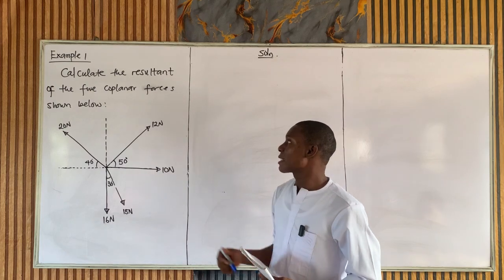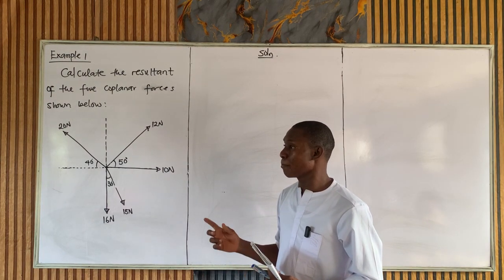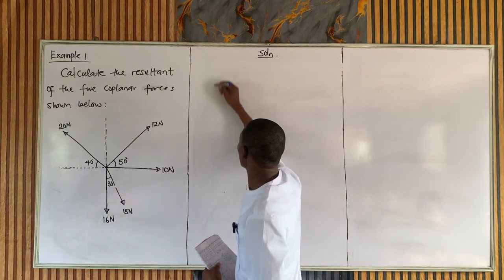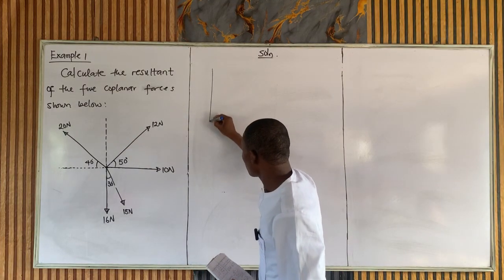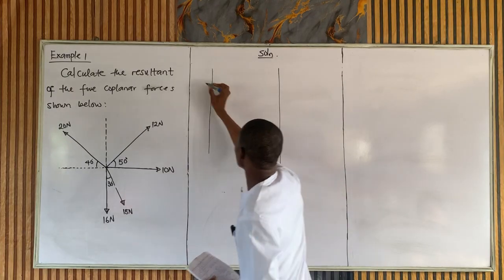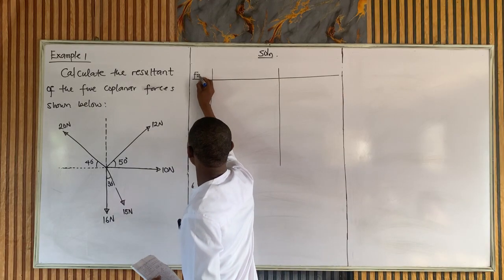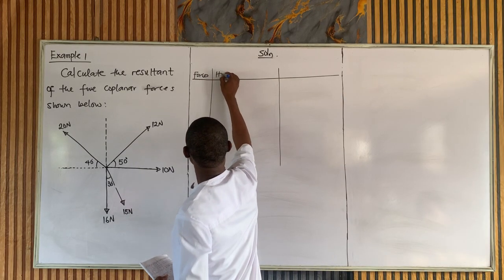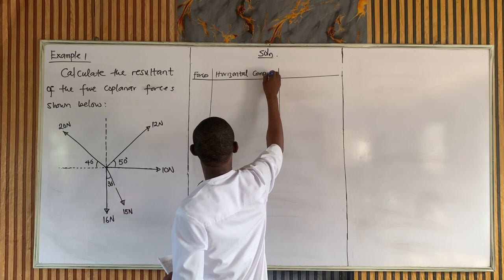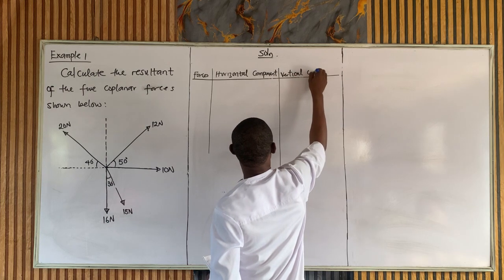So let's take this example. Calculate the resultant of 5 coplanar forces shown below. To solve this question, again, we follow the same principle. Join our forces first and write the horizontal and vertical components here. Our forces, horizontal component, vertical component.